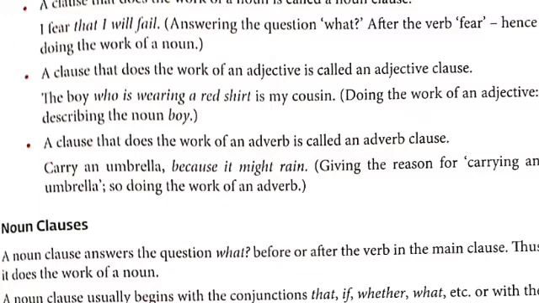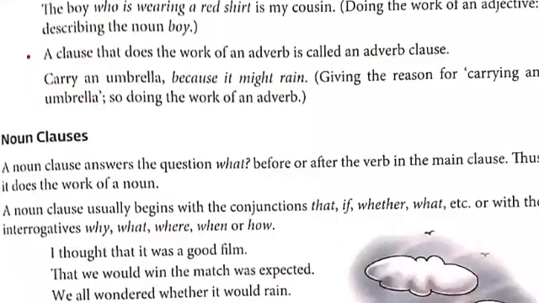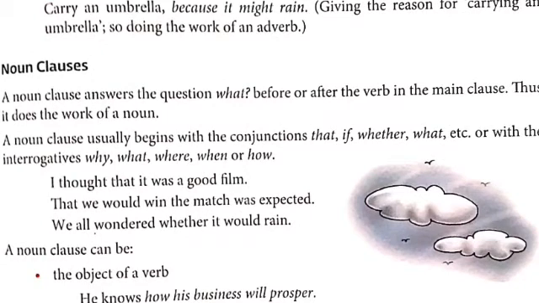So, giving the reason. Here, carry an umbrella, giving a reason because it might rain, is your adverb clause. Now, in detail, what is a noun clause? A noun clause answers the question what before or after the verb in the main clause. Thus, it does the work of a noun.